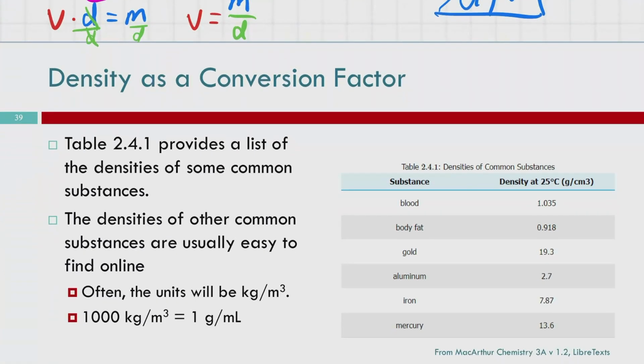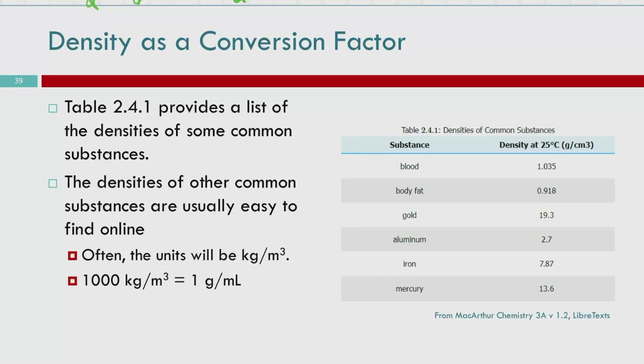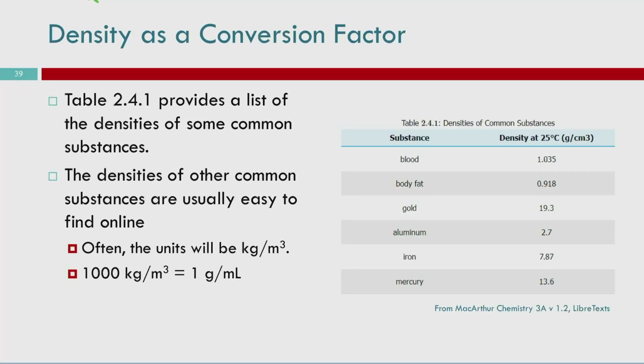All right. Densities as a conversion factor. This is table 2.4.1 from your book. There's some common densities there. Generally, you do not need to memorize densities. You can just look them up. Oftentimes, if you look them up, they'll be in kilograms per cubic meter, because that's what Google and lots of other people on the internet like to do. If you just divide it by 1,000 or multiply it by 1,000, I don't remember, it'll convert it to grams per milliliter. So you can just look up densities. That's usually what I do.